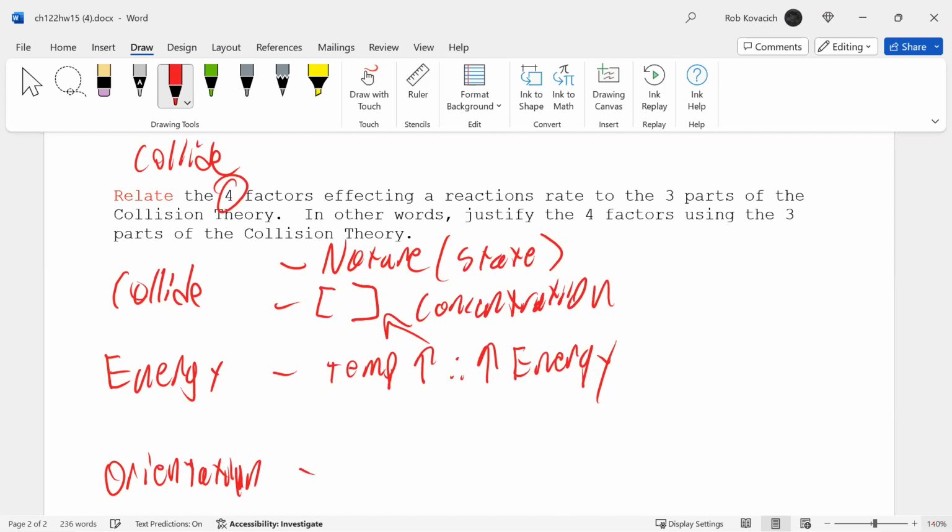And then the last one is orientation is about what? Catalyst. So if I have a catalyst, that catalyst has the ability to orient the reactants. So when they run into each other, they run into each other correctly. All right, that's all I got.